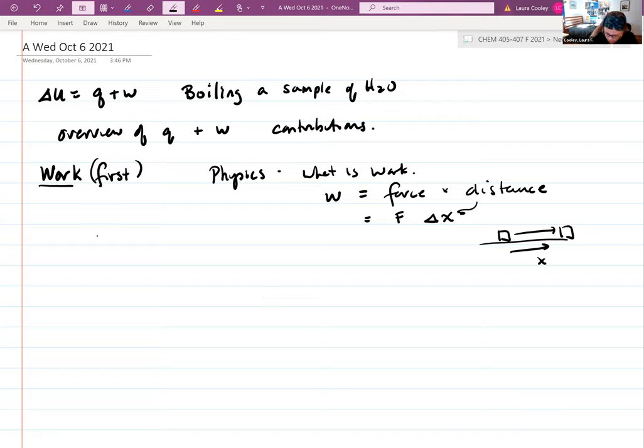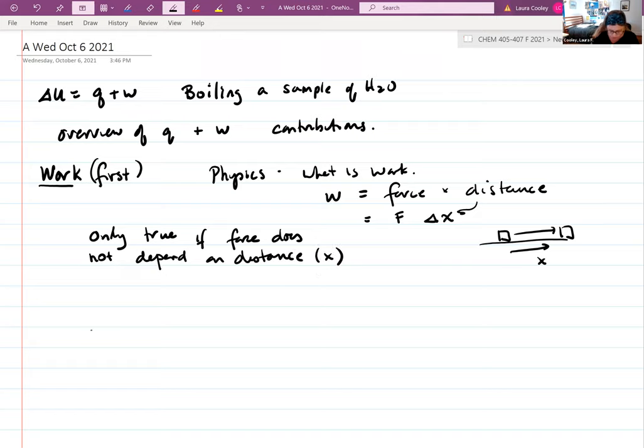But this is really only true if the force does not depend on the distance. If it doesn't depend on x. So what to do if the force depends on x?